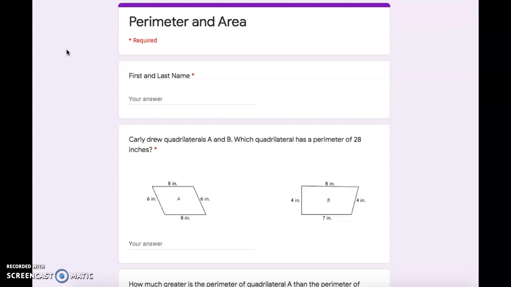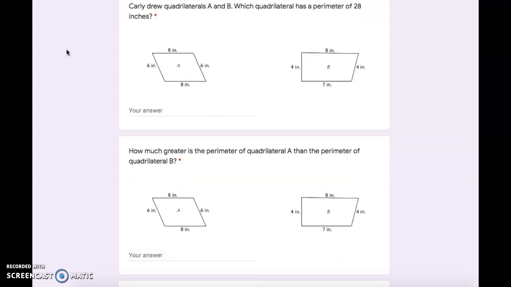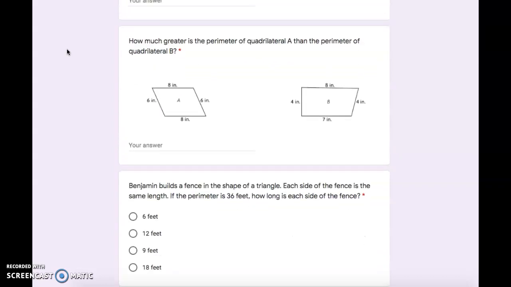It says Carly drew quadrilaterals A and B. Which quadrilateral has a perimeter of 28 inches? Number 2, how much greater is the perimeter of quadrilateral A than the perimeter of quadrilateral B?